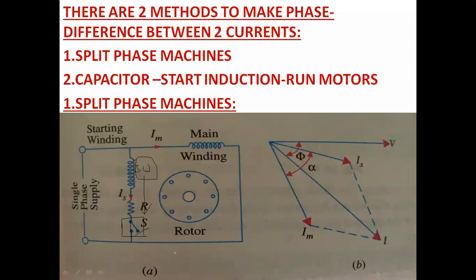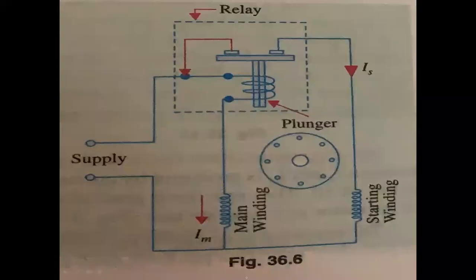Okay, so I will show you the next figure. See, this is the figure. Here we are taking an internally mounted centrifugal switch. This is an electromagnetic type of relay used here. In this, an electromagnetic type of relay is used.